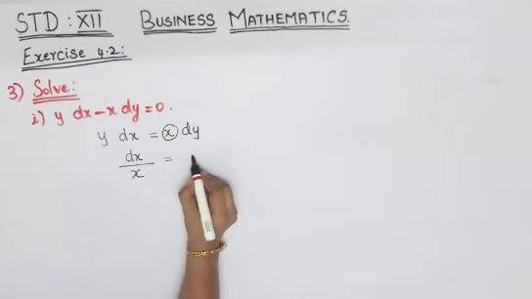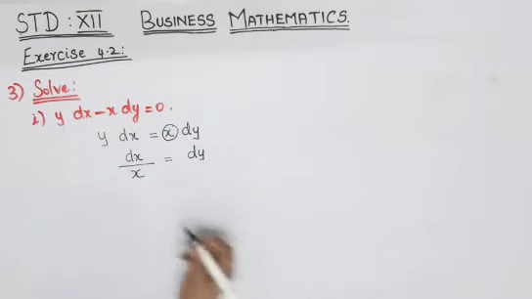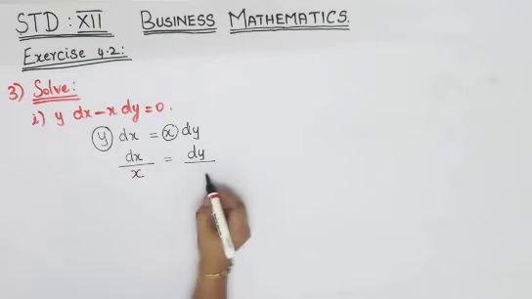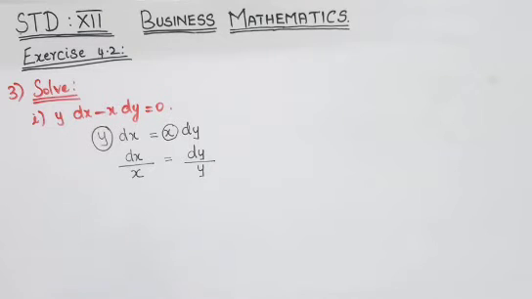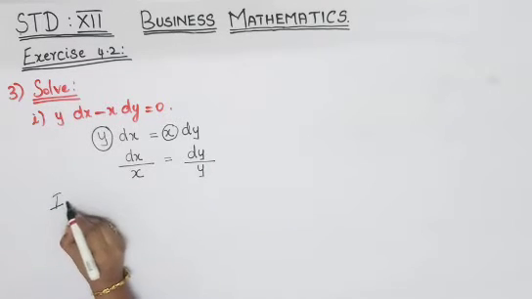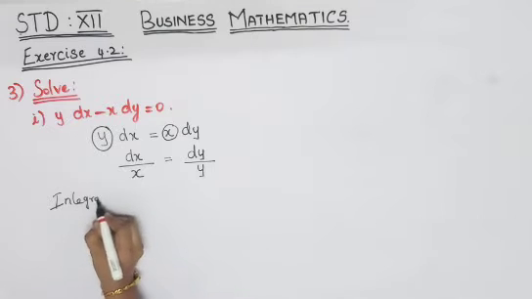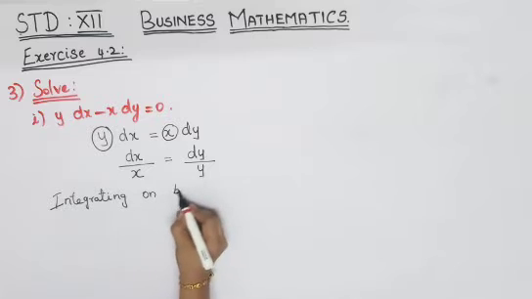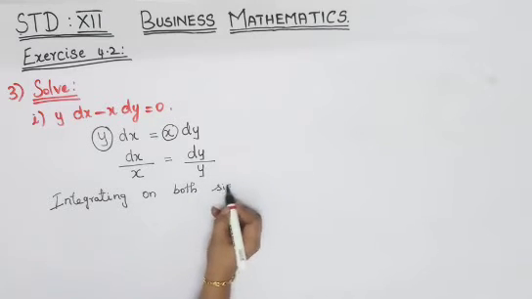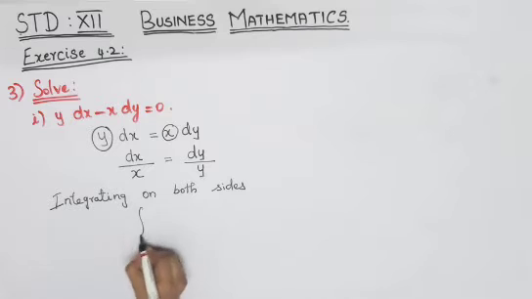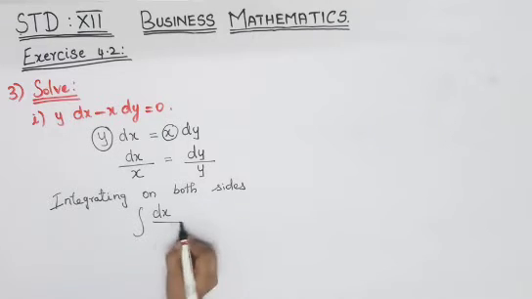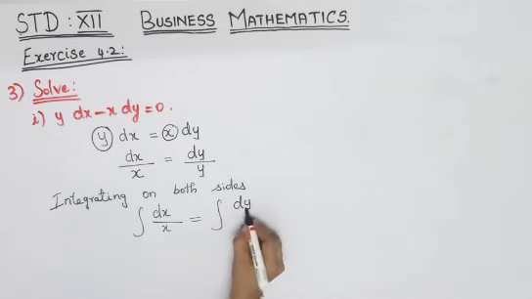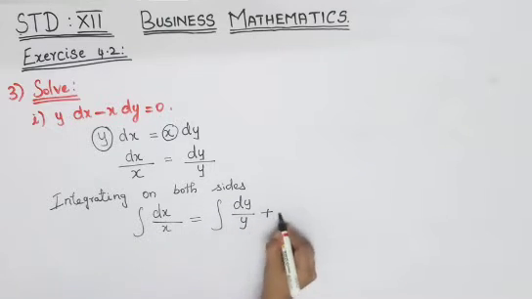That is equal to dy, which we will keep here. Now this y you will have to take to the denominator because it is in the numerator. Now integrating on both sides. So the integral of dx divided by x is equal to the integral of dy divided by y plus c.